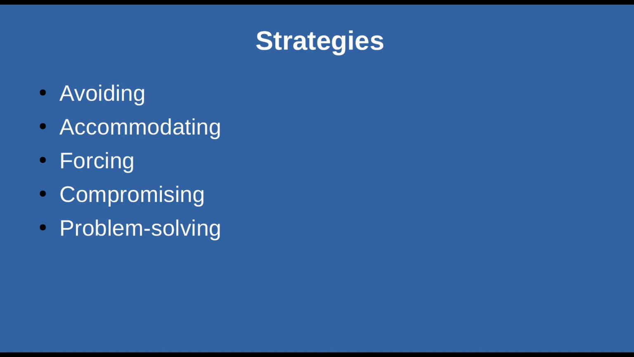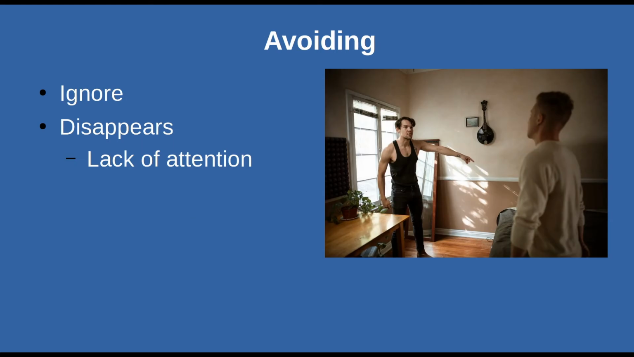You can find these probably in most management textbooks, and we're going to use these within the context of the classroom. So the 5 strategies that we will be looking at are avoiding, accommodating, forcing, compromising, and problem solving. And I also need to mention these are not in any particular order.